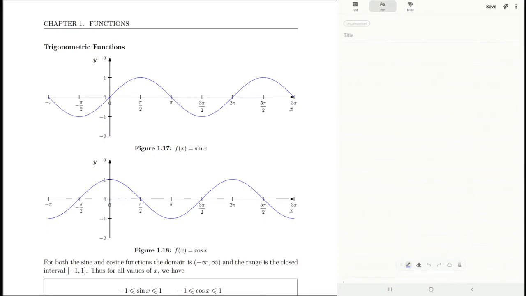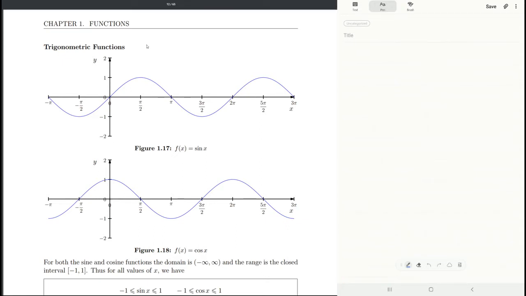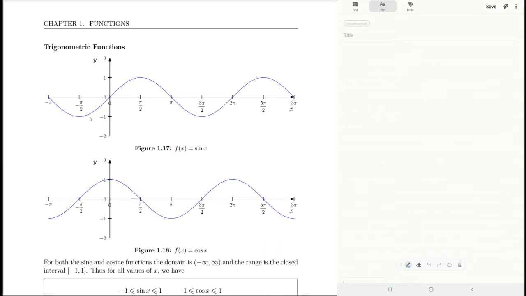Hello everyone, welcome back. In this video, we're going to talk about the transcendental functions and some of the properties that they have. So we'll first start with the trigonometric functions.